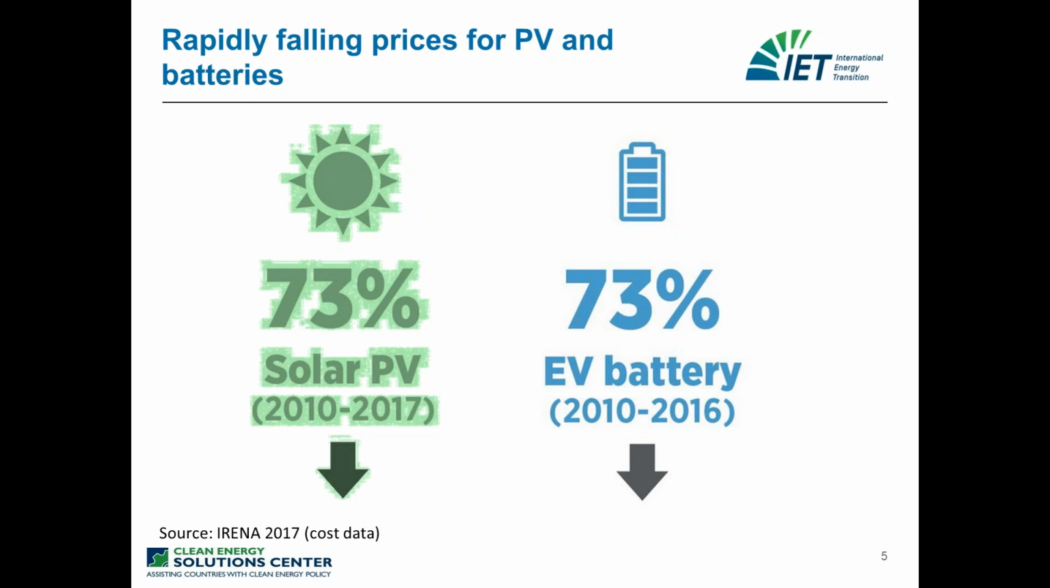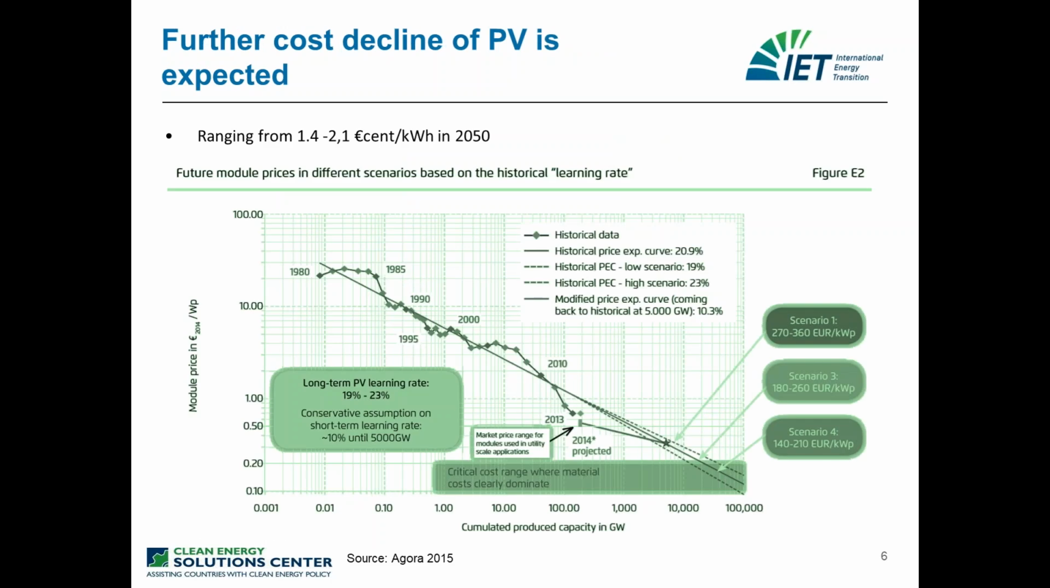Just a quick snapshot also of what we are expecting to see. This is a slide from Agora Energiewende. They did a study back in 2015 where they looked at the potential cost decline of solar PV to 2050, with very conservative assumptions based on the learning curve concept. You probably know this: with each doubling of the installed capacity of solar PV over the last decades, we saw a cost decline of around 21 to 22%.